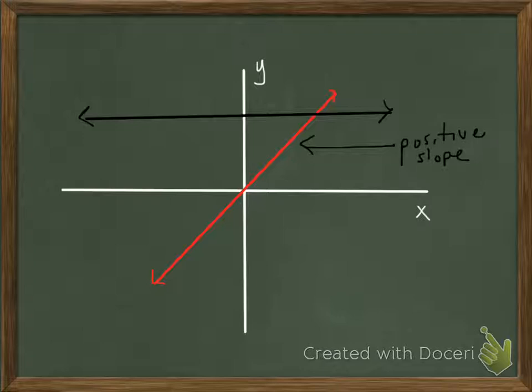So if that has a positive slope, what do you think a graph looks like that has a negative slope? That's right. It's going to go in that direction there. So a negative slope graph goes downward. And just out of curiosity, what do you think the slope of a horizontal line is?